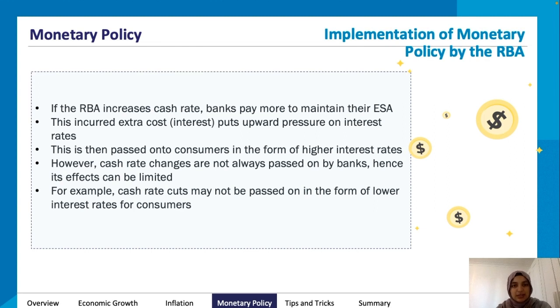So, for example, when would this be the case? Like, why would they not do that? Well, because sometimes cash rate cuts may not be passed on in the form of lower interest rates for consumers, so that the bank can make more profit. So they'll keep the same high rates or higher rate, and then they'll pay the lower cash rate so they can actually make more of a profit. Right, so hopefully that is making sense and is clear.